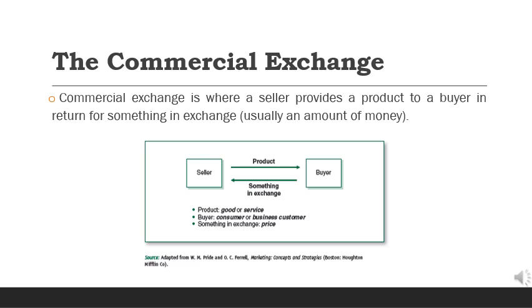Commercial exchange was already mentioned in our discussion earlier, and for this purpose, it is very important to understand the concept. Commercial exchange is where a seller provides a product to a buyer in return for something, which is usually an amount of money. The product could be something tangible, which is referred to as goods, or intangible, which is referred to as a service. The buyer could be a consumer, or a person who purchases goods and services for personal use. Or the buyer could be a business customer, also known as an industrial customer, who purchases products or services to be used in the production of other products and or to resell them for other business purposes.